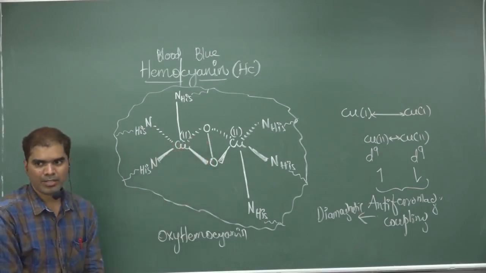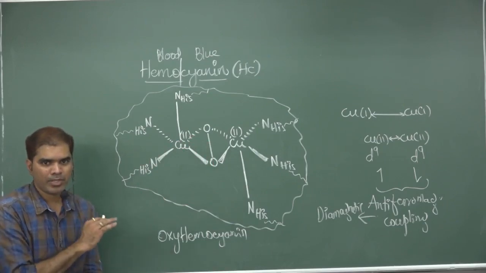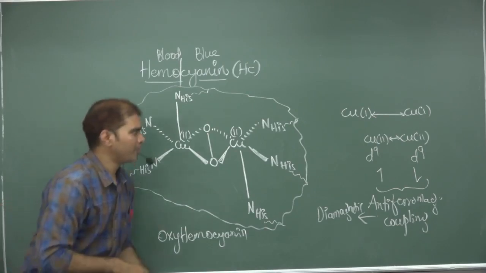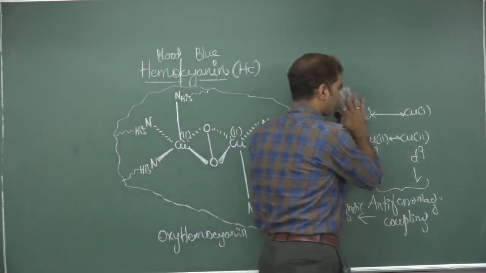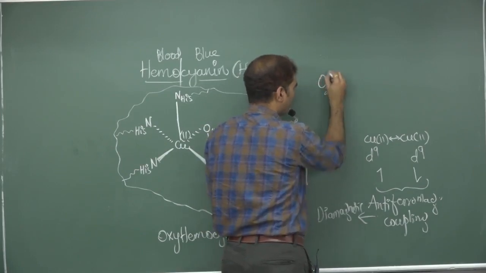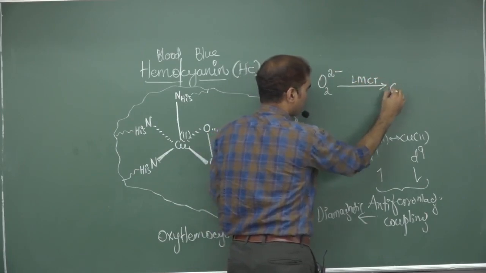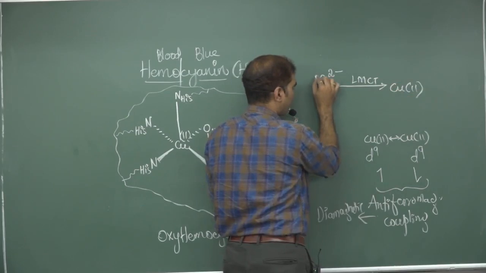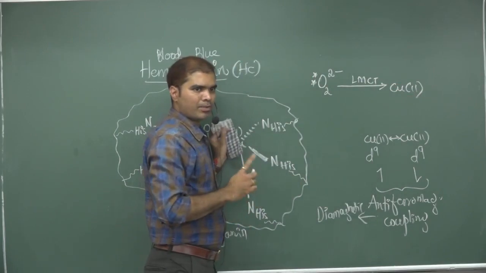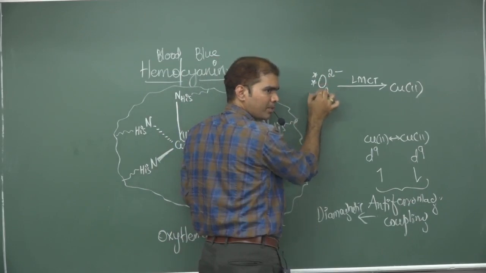Coming to the electronic aspect, what is the color? Cyanos means blue. Hemocyanin is a blue blood. So the color is blue, and the reason for color is LMCT from O2 2 minus into copper 2. Here O2 is converting into O2 2 minus. In hemoglobin and myoglobin, O2 is converting into O2 minus. In hemerythrin, O2 is converting into O2 2 minus. Hemocyanin also is peroxo, O2 2 minus.